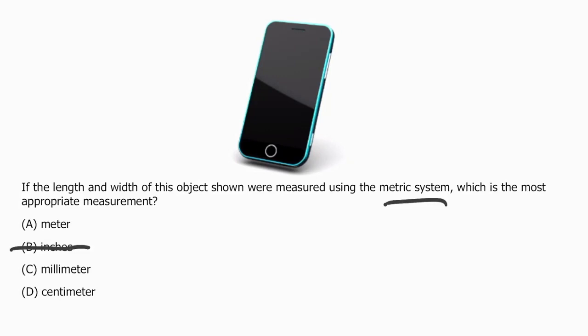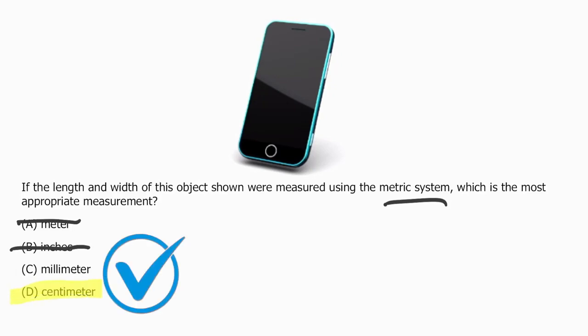So that's not relevant. Now between A, C, and D, the most appropriate measurement, well, A is going to be too big. Meters are too big for this object. And between C and D, millimeters are too small. Centimeters are going to be the best fit. Centimeters, or answer choice D, is going to be the most appropriate measurement for this object shown.